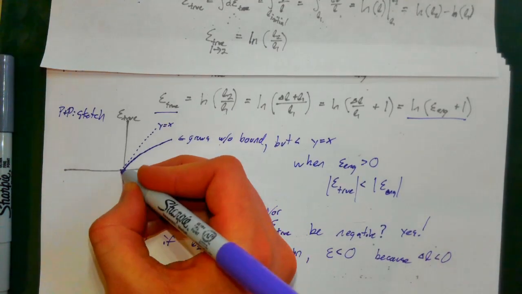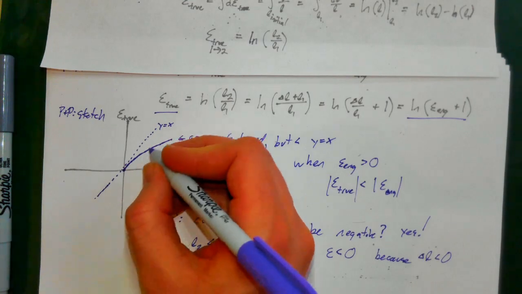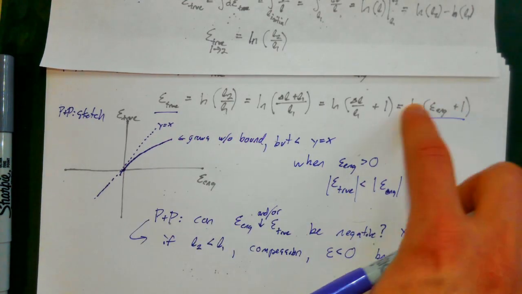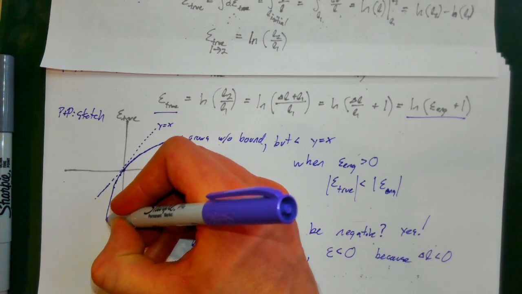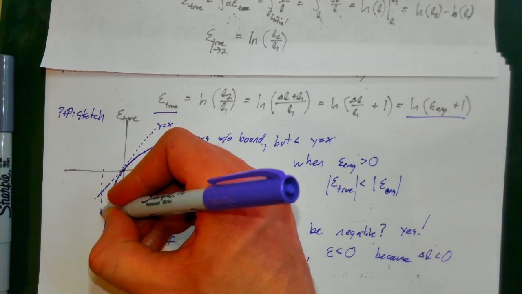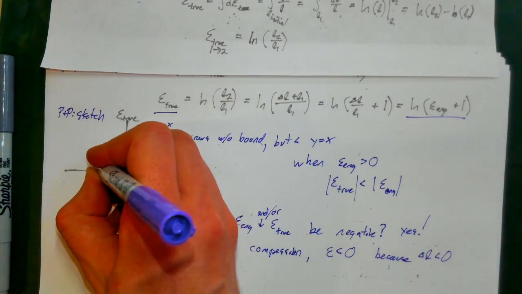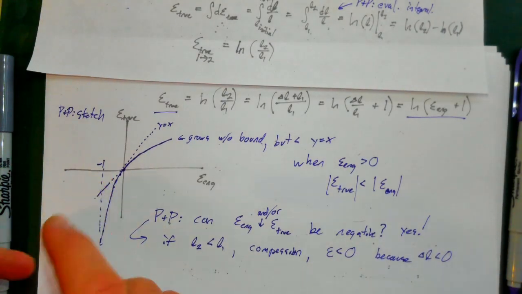And what does that look like? Well, if I continue this line y equals x into the negative regime, this relationship between engineering strain and true strain approaches a vertical asymptote at -1. And what's up with this vertical asymptote at -1?